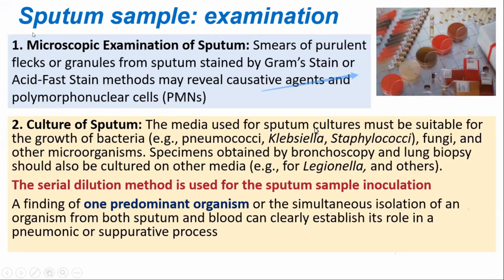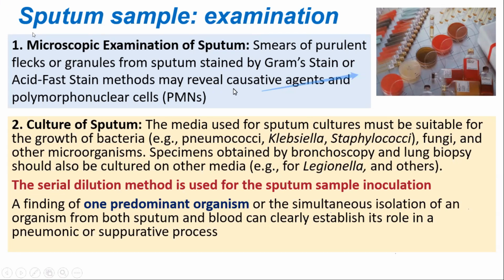Then after that, in the laboratory, microscopical examination of the sputum sample is important. We will take purulent flakes, maybe granules, maybe blood drops, and prepare a smear, air dry, and stain with Gram staining or acid fast staining for acid fast mycobacteria detection. And of course, you will see polymorphonuclear cells, leukocytes, because it is purulent infection.